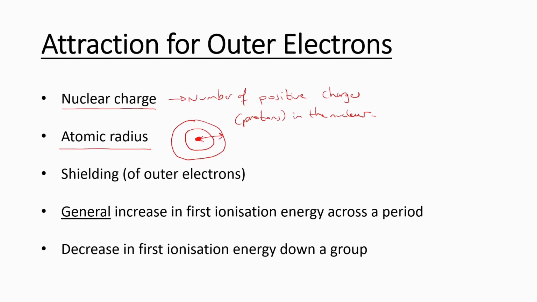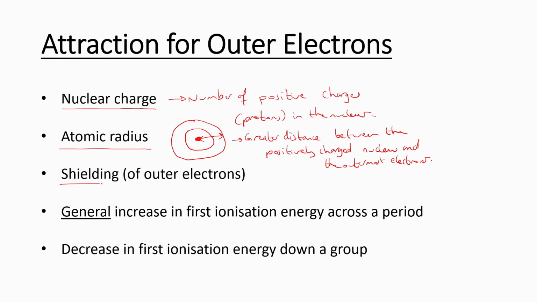If there's a greater atomic radius, there's going to be a greater distance between the protons in the nucleus and the outermost electrons. So we're going to have a greater distance between the positively charged nucleus and the outermost electrons. Because of this distance, the attraction for the outermost electrons by the nucleus is going to change. If you have a larger atomic radius, then the attraction of the nucleus for the outermost electrons is going to decrease, and vice versa.